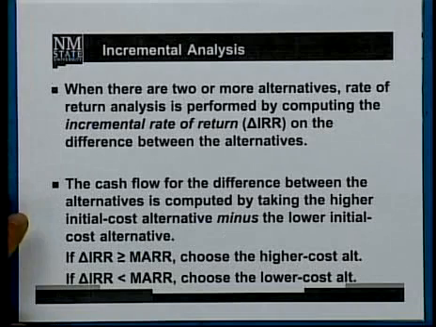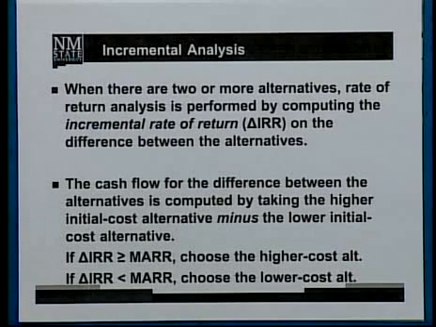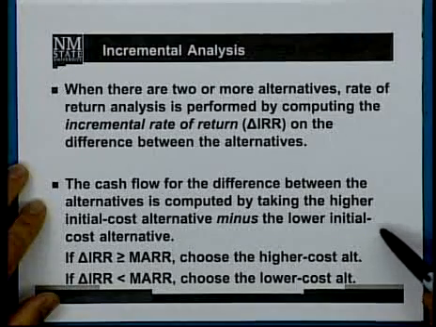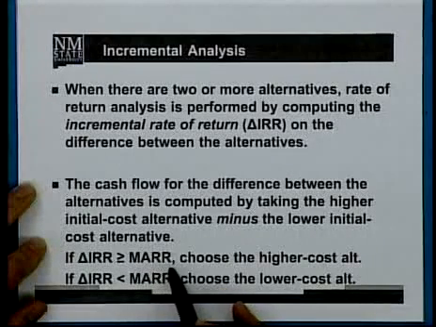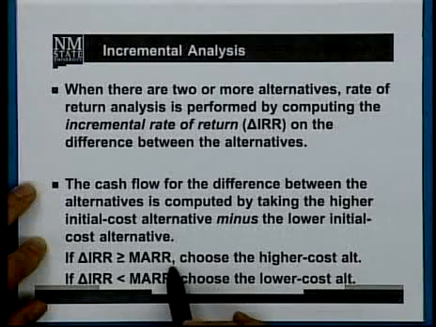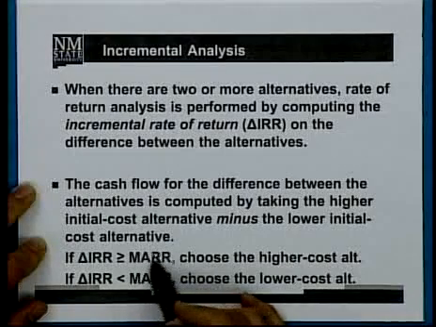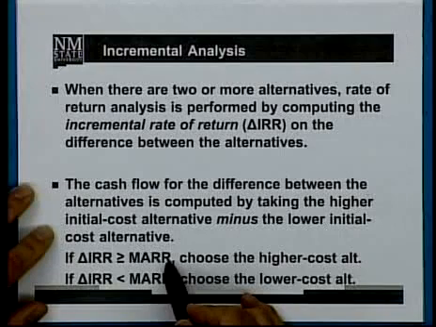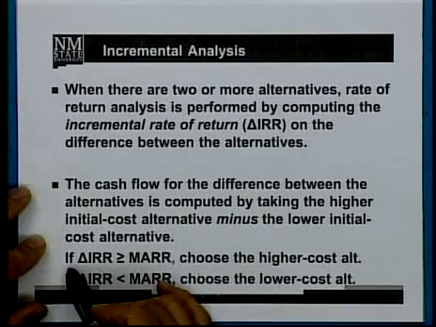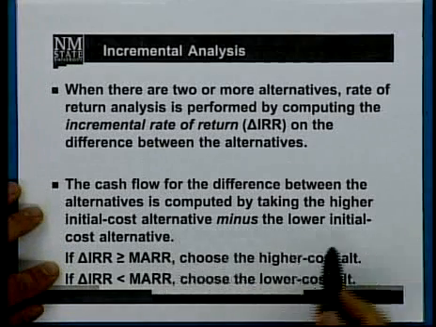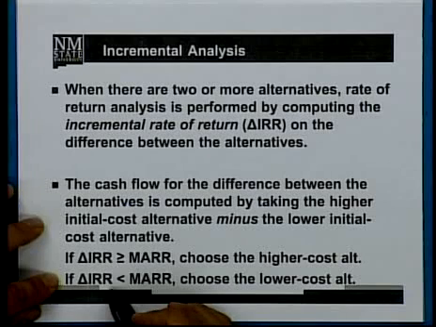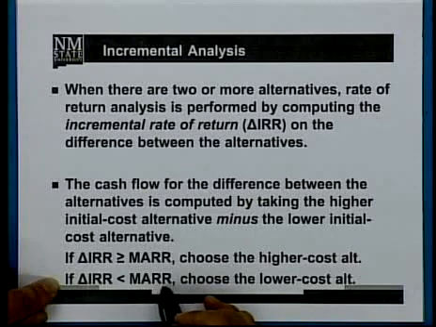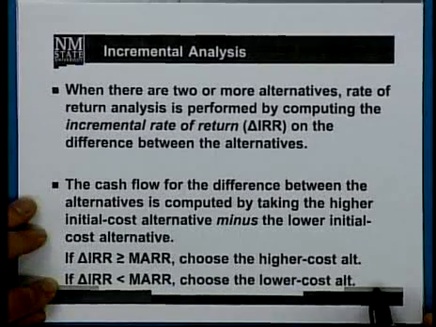And the cash flow of the incremental investment is computed by taking the higher initial cost alternative minus the lower initial cost alternative. If the incremental rate of return is greater than or equal to the minimum attractive rate of return, which is the same value of i used for present worth analysis and the annual cash flow analysis earlier, okay? If this is true, then we choose the higher cost alternative. If the incremental rate of return is lower than the minimum attractive rate of return, then we need to choose the lower cost alternative.